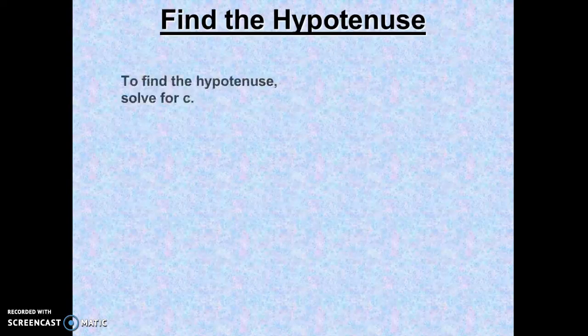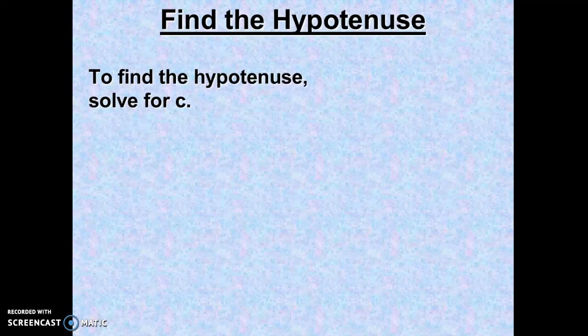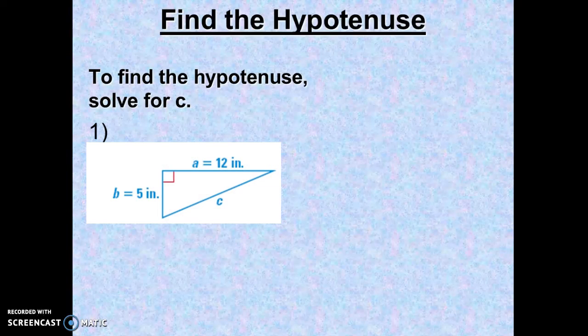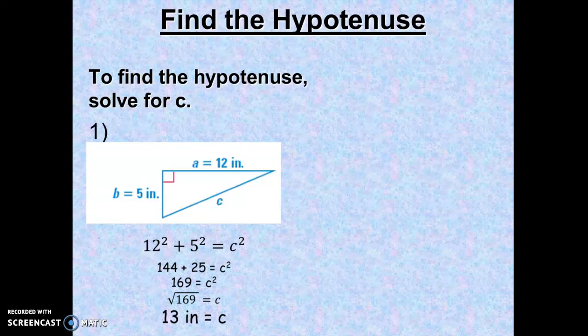So first of all, let us review how to find the hypotenuse. To find the hypotenuse, we solve for C in the regular Pythagorean theorem. So we have a triangle here. You can see A is 12, B is 5, and C is unknown. We don't know what our hypotenuse is. So we write our Pythagorean theorem out using those values. And then we solve to get C, which in this case is 13.